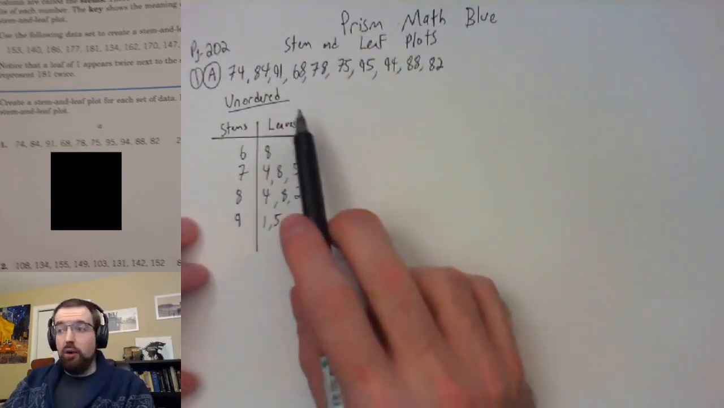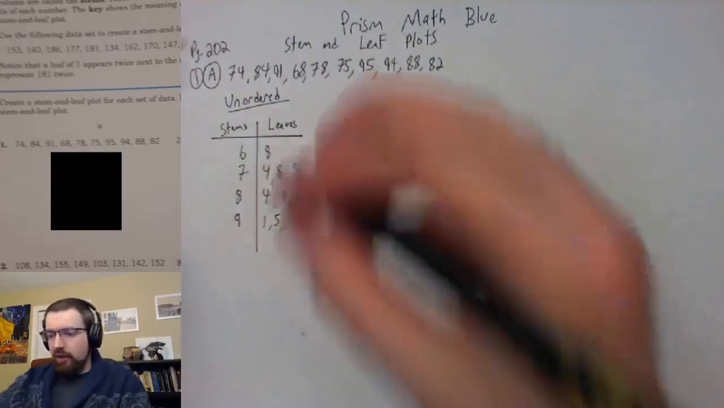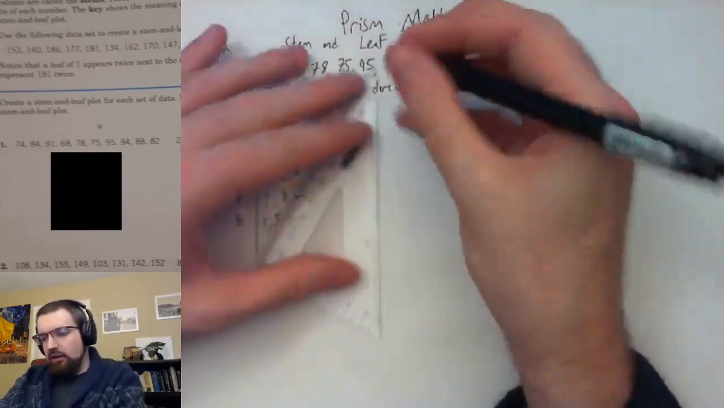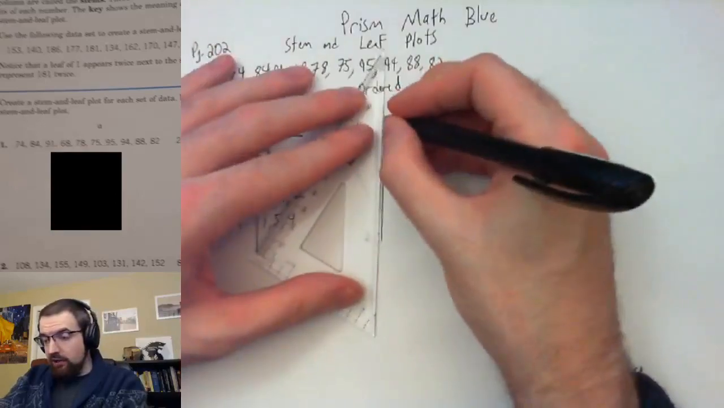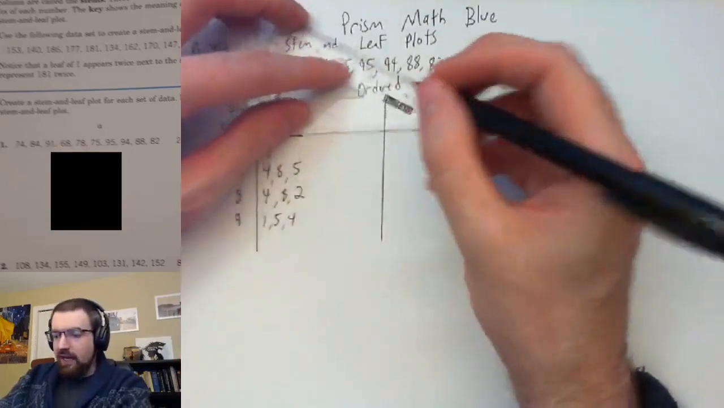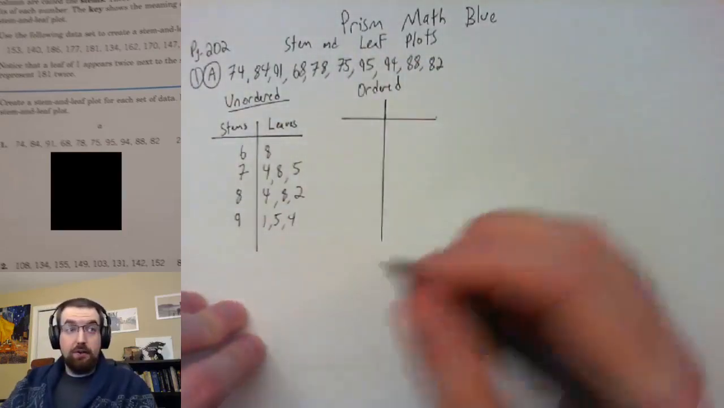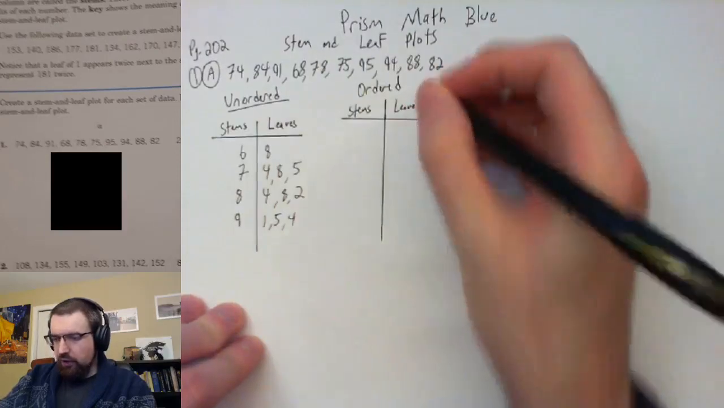So this is our unordered stem and leaf, because you notice that these ones here are now out of order. So now I'm going to do an ordered one. And again, you needn't do an ordered and an unordered, or rather, you do need to do an ordered. You needn't do an unordered all the time, but if you've got a lot of numbers to deal with, then it's going to be super useful to do ordered and unordered.